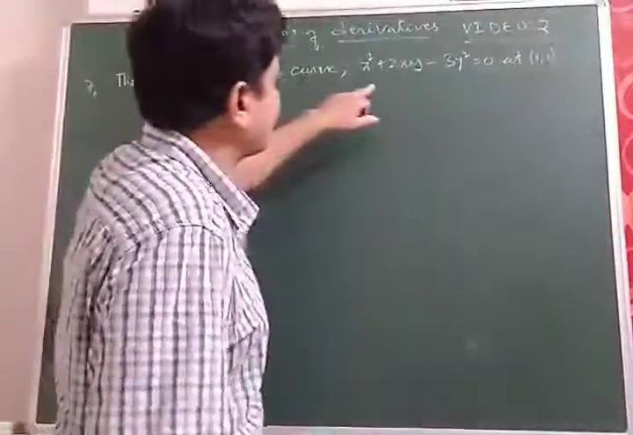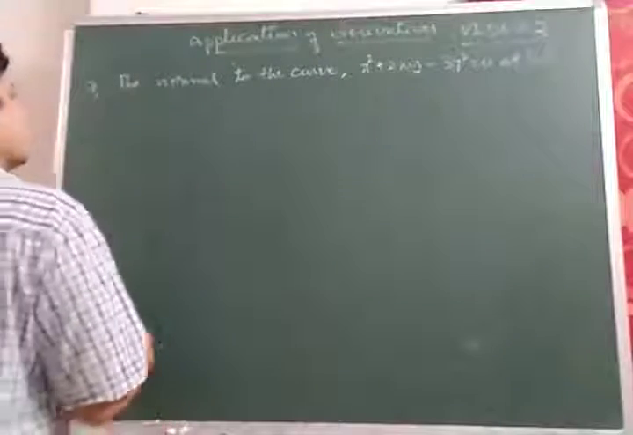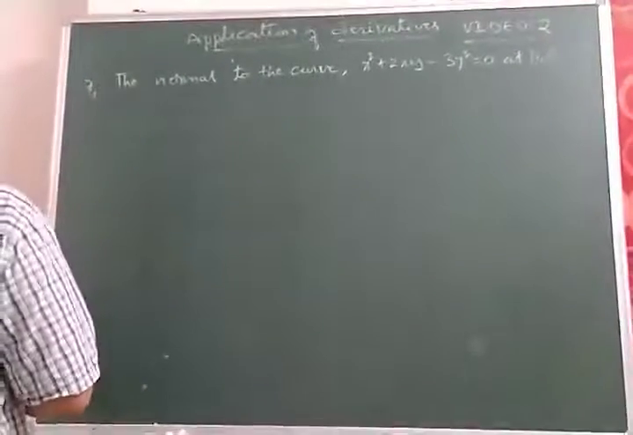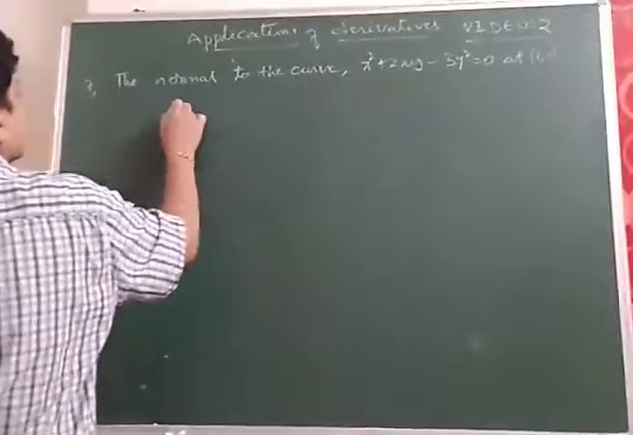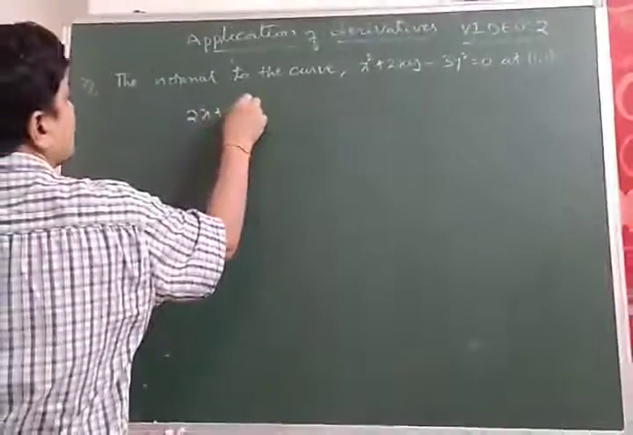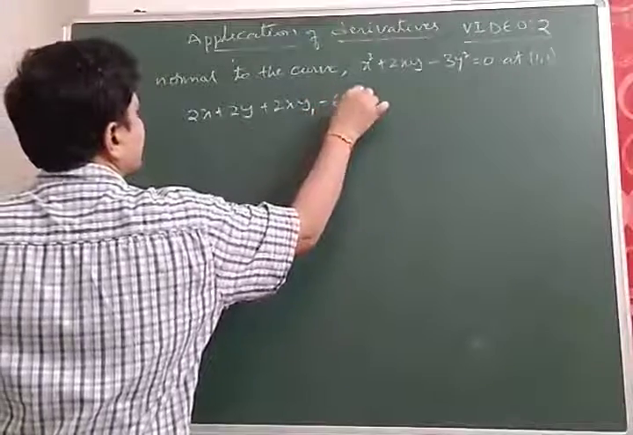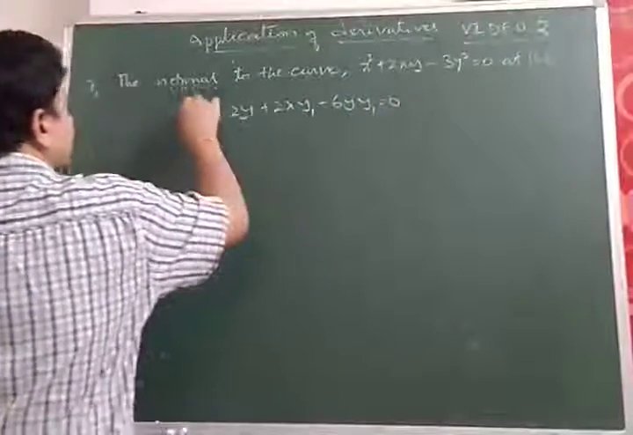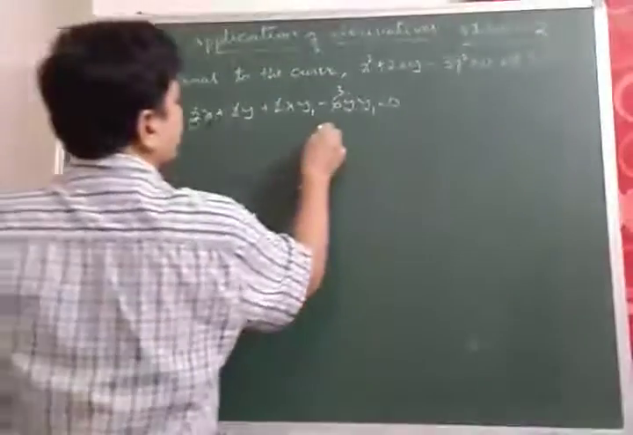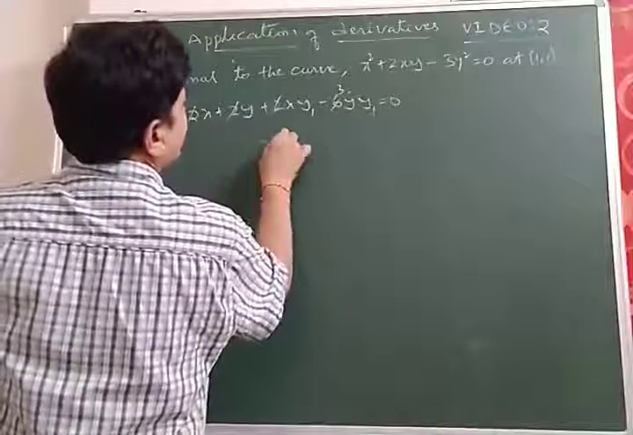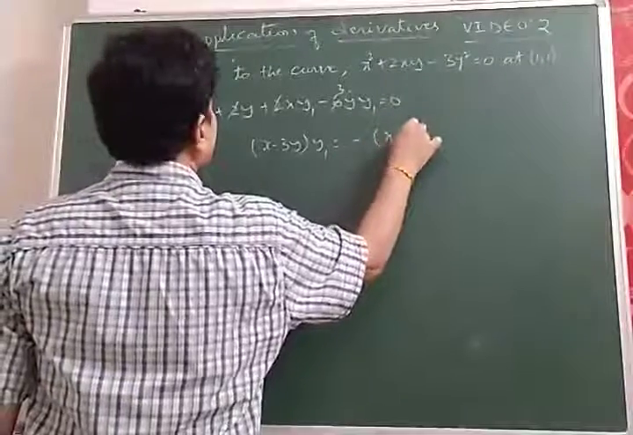The normal to the curve x square plus 2xy minus 3y square is equal to 0 at (1, 1) cuts again at... So children, applying derivative on both sides with respect to x: 2x plus 2y plus 2x into y1 minus 6y into y1 is equal to 0. Now cancel 2 on all these. So that's x minus 3y into y1 is equal to minus of x plus y.